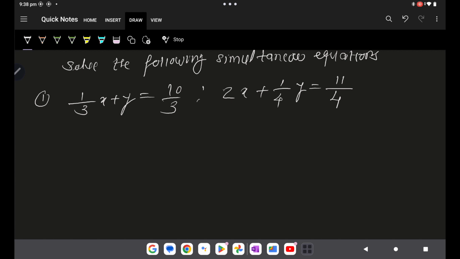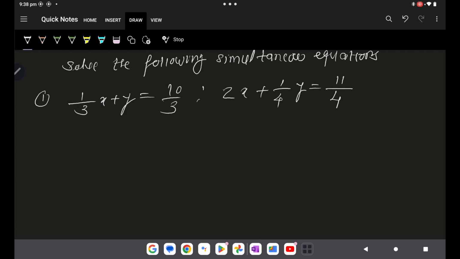The simultaneous equations are 1 by 3x plus y is equal to 10 by 3, and 2x plus 1 by 4y is equal to 11 by 4. These equations are also called linear equations in two variables. Here x and y are the two variables, and we solve these equations and find out the values of x and y.